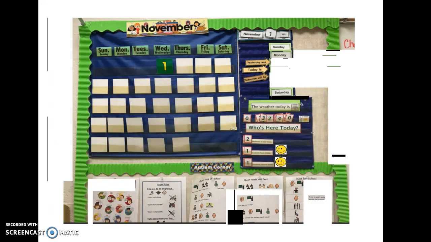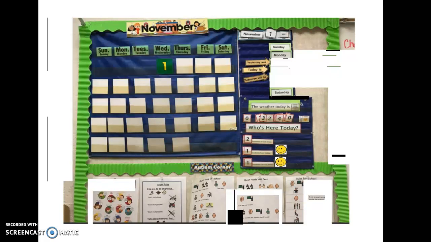As you can see, this is how she utilizes some visual supports to indicate for the students what the calendar is. On the right hand, you can see the days of the week, and you can see a sign that says yesterday was, today is, tomorrow will be. So that's how she utilizes her pocket chart. She utilizes it to do the weather, to take attendance, who's here today, and then when a student is here, they can put their happy face over it.